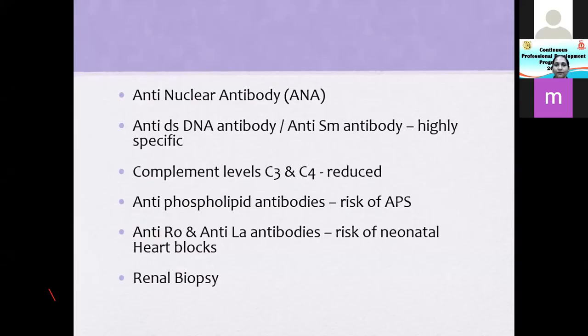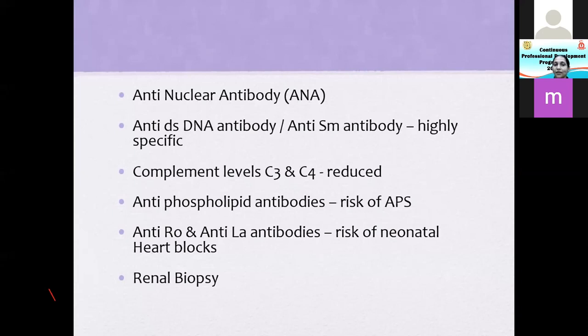Then if it is positive, if you significantly consider SLE, then anti-dsDNA antibodies and anti-Smith antibodies are highly specific. We can also request complement levels. C3 and C4 are usually reduced. Antiphospholipid antibodies if there is a risk of secondary antiphospholipid syndrome.